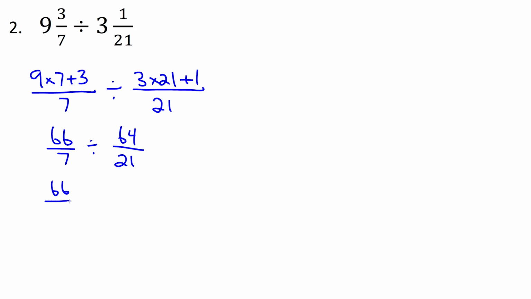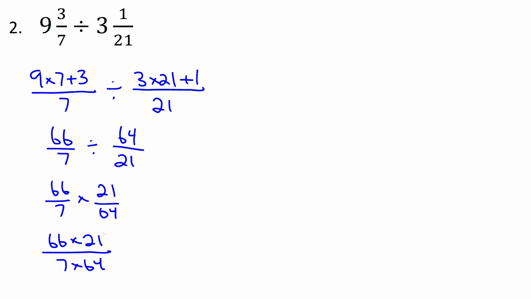Now I will flip and change to multiplication. So 66 over 7 times 21 over 64. We'll rewrite them as one fraction: 66 times 21 over 7 times 64.